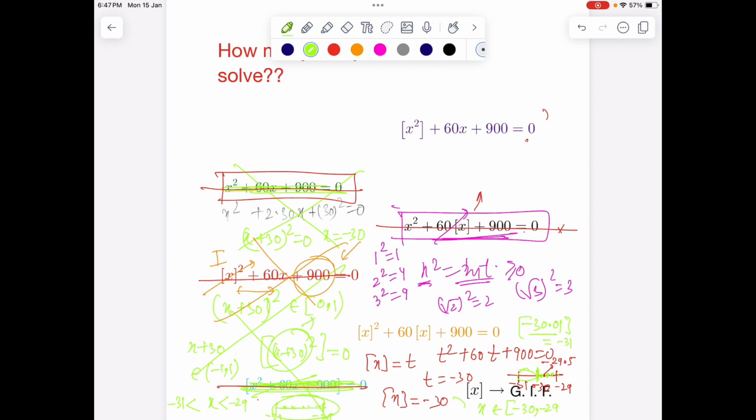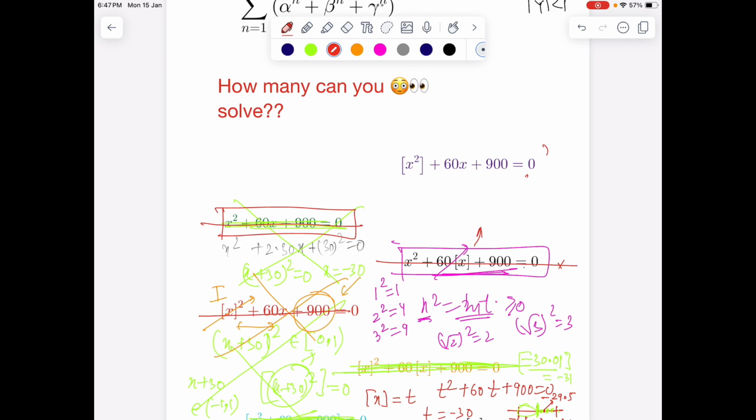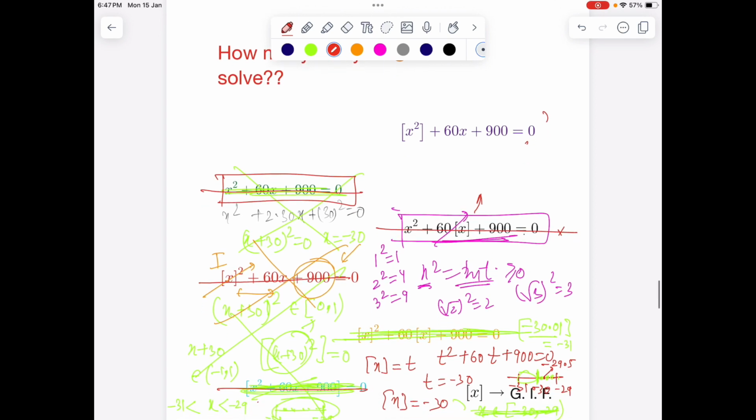30 to minus 29. Usually this is the wrong notation. We write minus 29 to minus 30. Okay, so we kill this also. It feels easy. Now we are left with just one of them, and let's see if we can kill this.